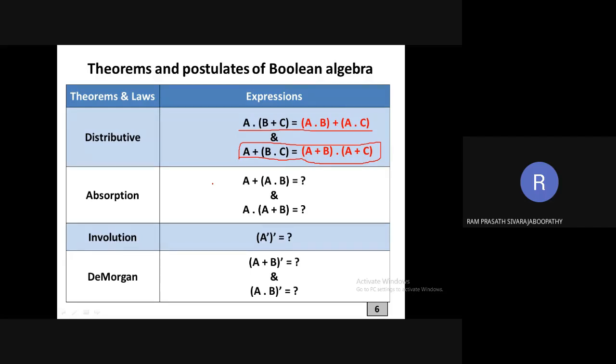Then the absorption theorem. A plus AB is equal to A. Similarly, A dot A plus B is also equal to A. Fine. Then the involution theorem. The complement of a complement. If we complement a variable twice, what do we get? The variable itself. Then De Morgan's theorem.